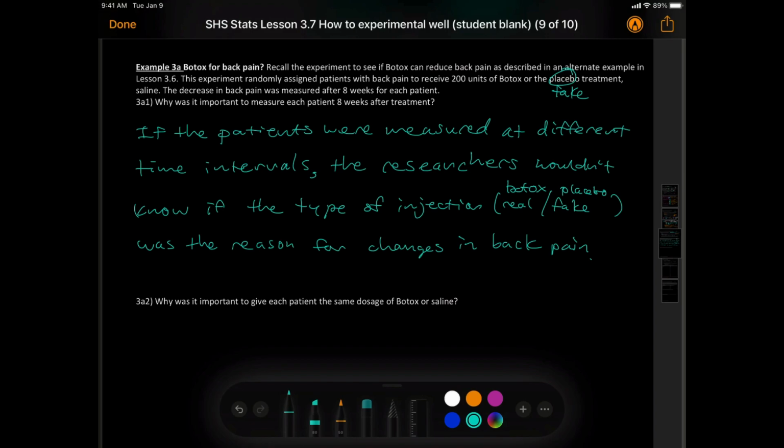So what I'm trying to say is the big idea is that it's a specific time period, right? We're trying to make everything the same. So this one is same time. You wouldn't want to do the Botox after 4 weeks and the placebo after 8 weeks, and people are like, oh yeah, totally, the placebo, the fake stuff you gave me, it was awesome because it made my back feel way better, but maybe your body just needed 8 weeks of rest versus the 4 weeks.